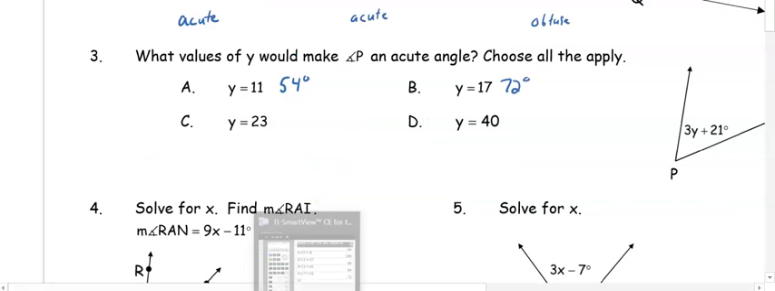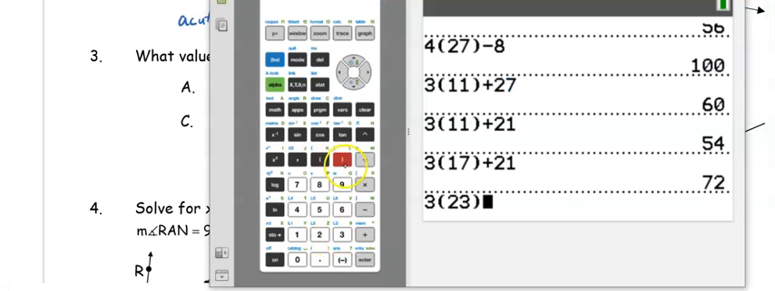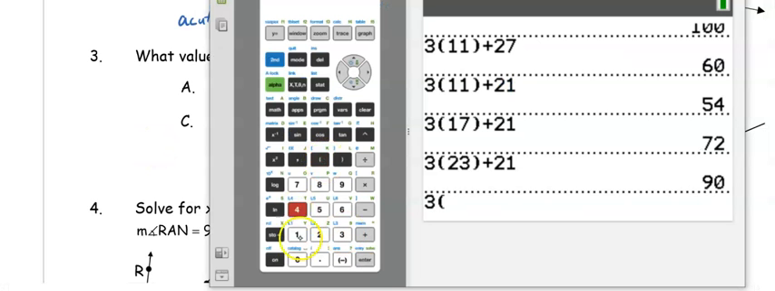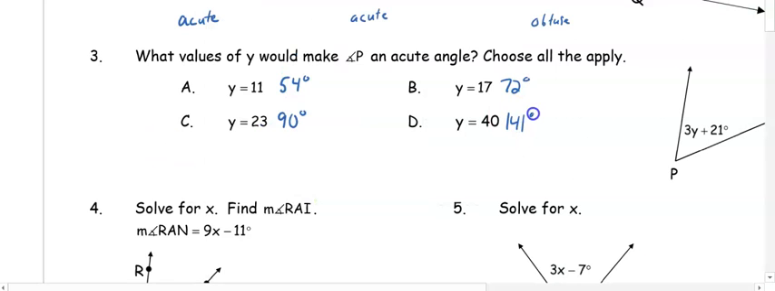3 times 23 plus 21 is 90 degrees. And 3 times 40 plus 21 is 141 degrees. So if we want an acute angle, we want the measures to be less than 90. So that's going to be A and B.